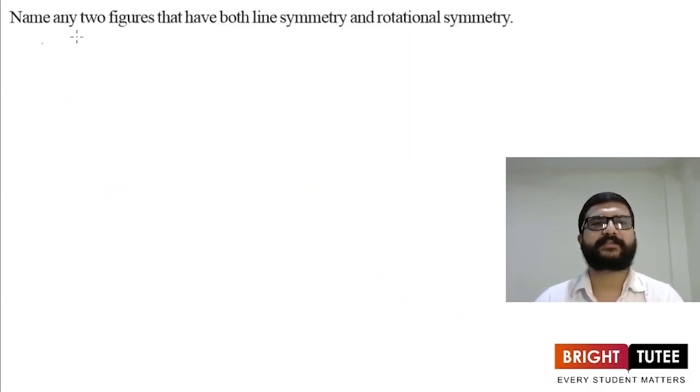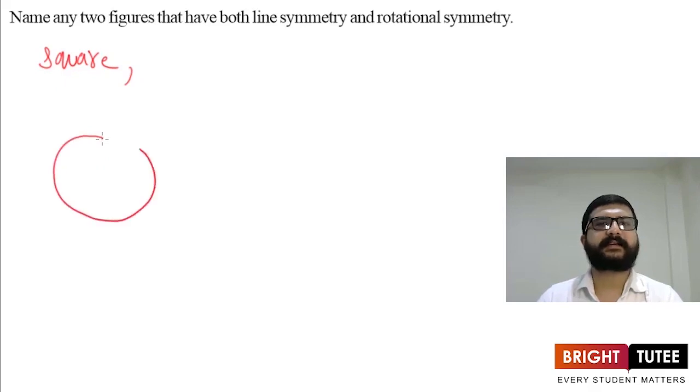Here is the first question. The question is, name any 2 figures that have both line symmetry and rotational symmetry. We have just seen one figure, that was the square. Square has both line symmetry as well as rotational symmetry. Now can we have any other figure also? Yes, we can have many more figures, and one example is the circle.